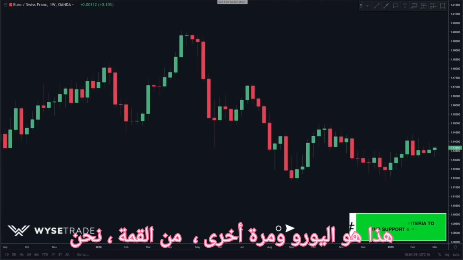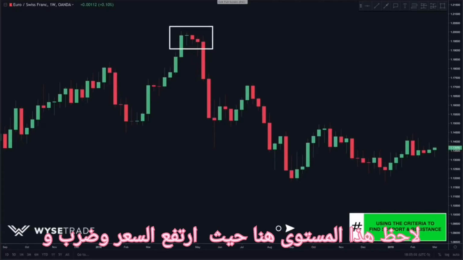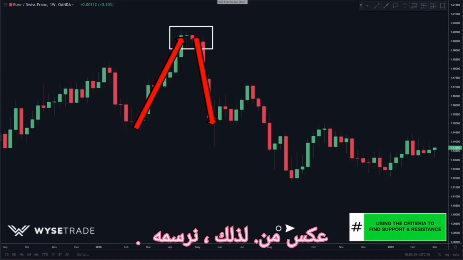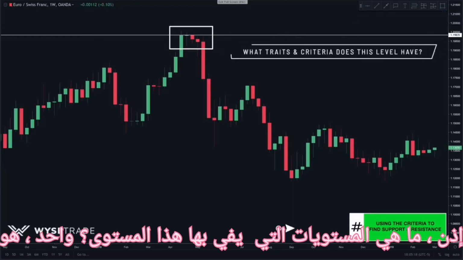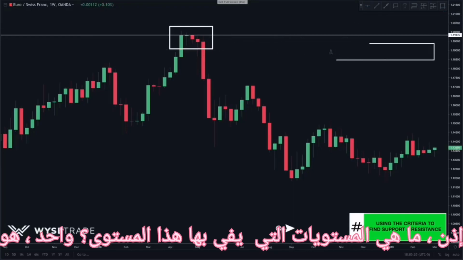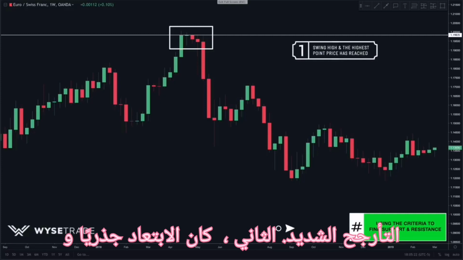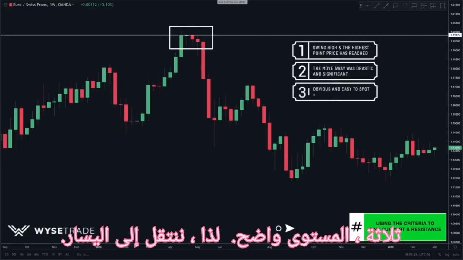Here's the Euro Swiss, and again, starting from the top, we notice this level here where price came up, hit, and reversed from, so we draw it in. So again, what criteria does this level satisfy? 1. It is the extreme swing high. 2. The move away was drastic. And 3. The level is obvious.